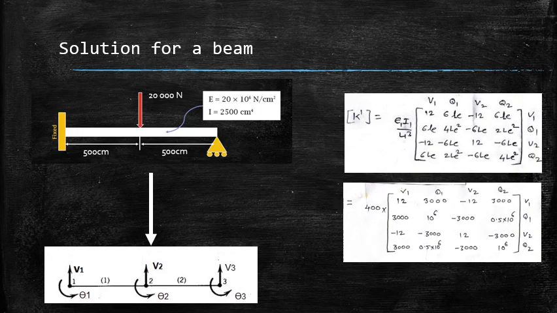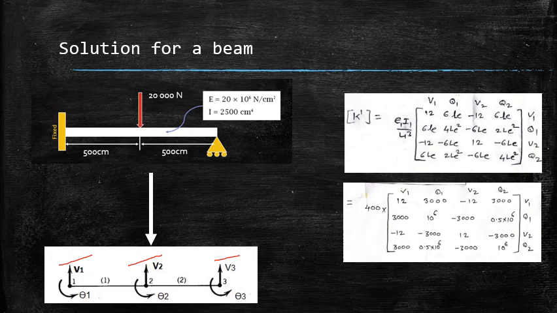So how many degrees of freedom will be there? Total degrees of freedom: v1 theta 1, v2 theta 2, and v3 theta 3. So there are 3 nodes, 6 degrees of freedom. Now we will see how to proceed.